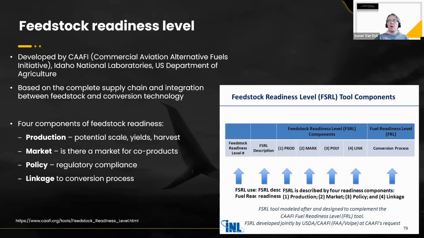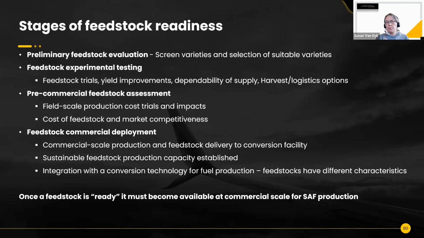Production. Can you achieve potential scale? What are the yields? Harvesting. The market. Is there a market for the co-products? Policy, regulatory compliance. For example, are the co-products approved for selling as an animal feed, and the linkage to the conversion process. You have to actually demonstrate SAF production at a smaller scale with that specific feedstock, because what we've seen is all of these feedstocks differ quite substantially in terms of the chemistry, the ash content, all of these different things. So it's important to realize that just because you can grow a feedstock, you need to assess whether this is actually a feedstock that is at a readiness level to be used for conversion.